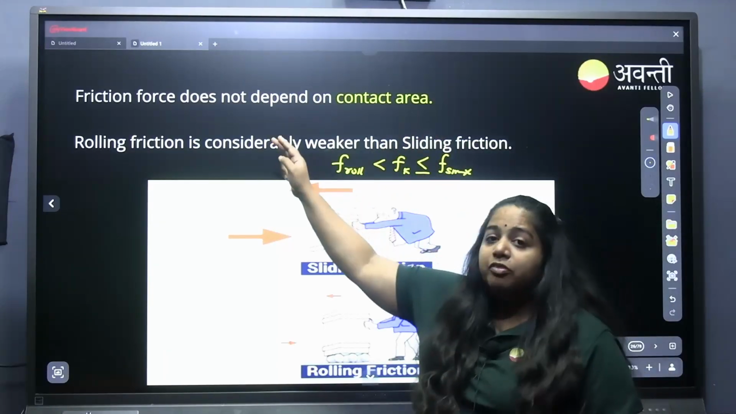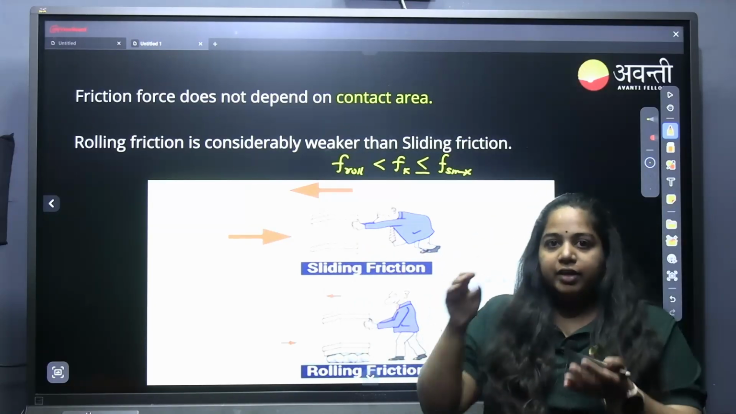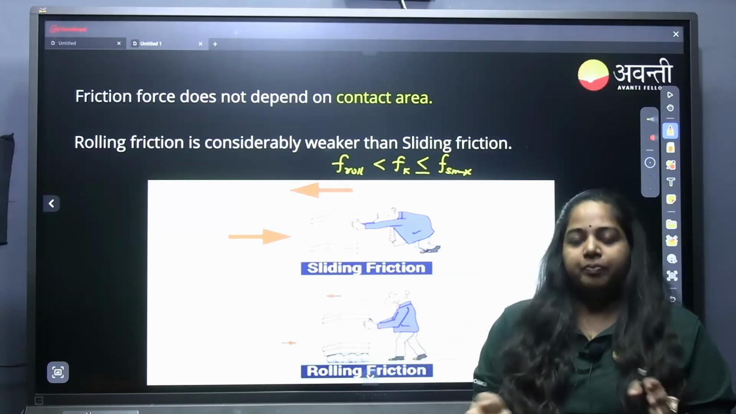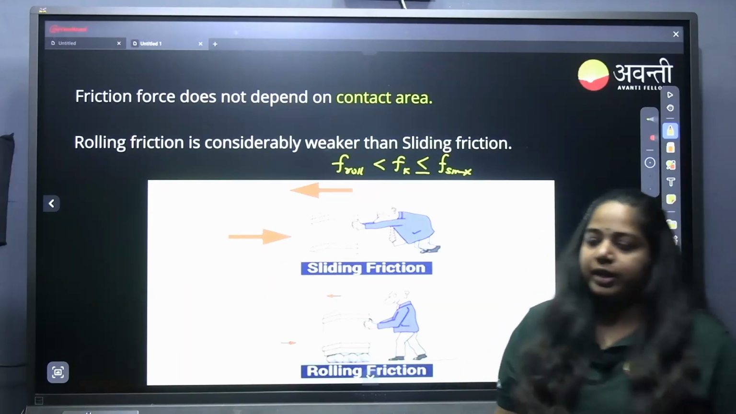Now, frictional force does not depend on area. That is a common misconception, that if the area is more, friction is more. No, frictional force does not depend on the area of contact.